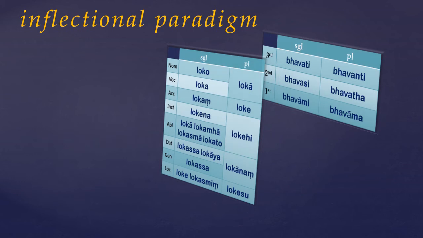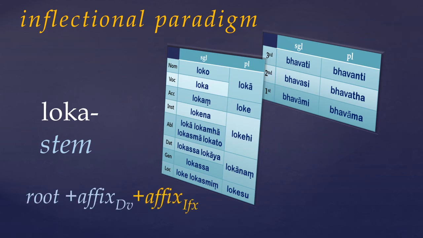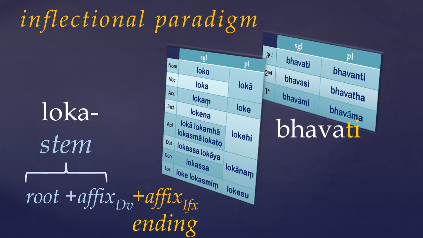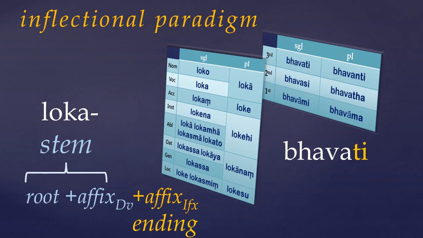Now, if we extract the common denominator from these tables, this is called a stem, whilst Warder tends to call the inflectional morphemes endings. So the stem is a word form without any inflectional endings. Dictionaries tend to list nouns in this stem form, however verbs are usually listed in their third person singular.